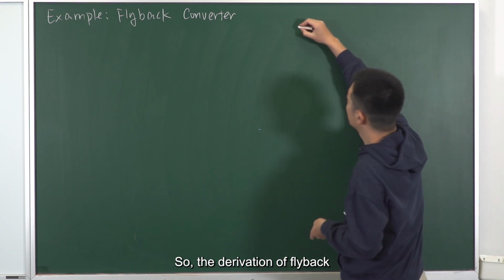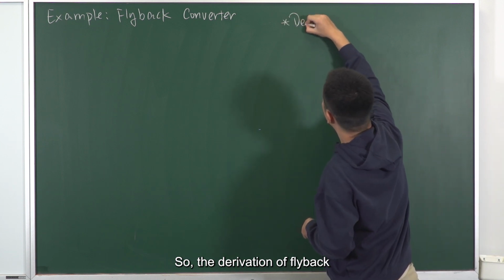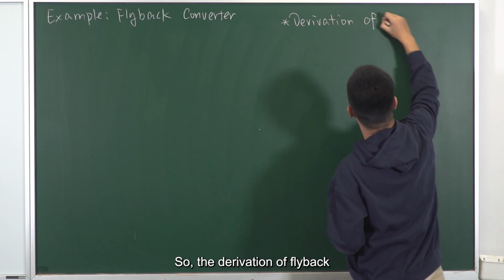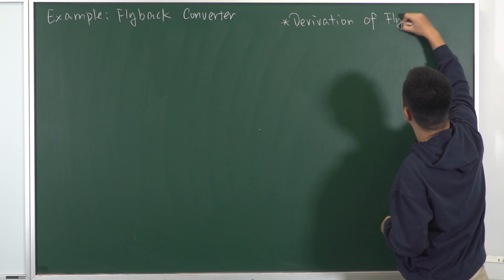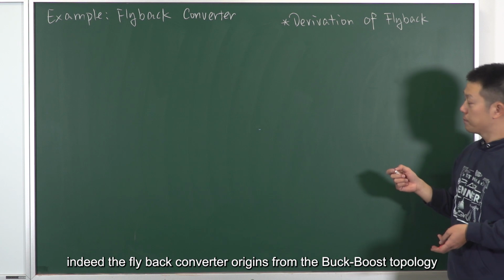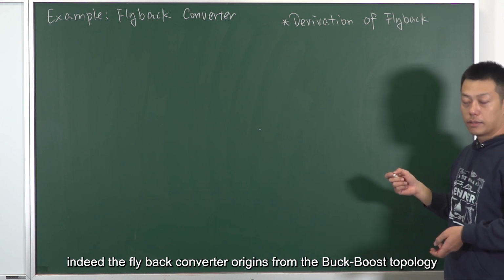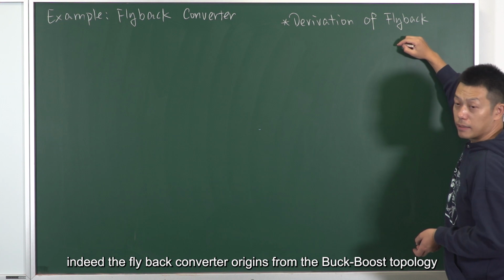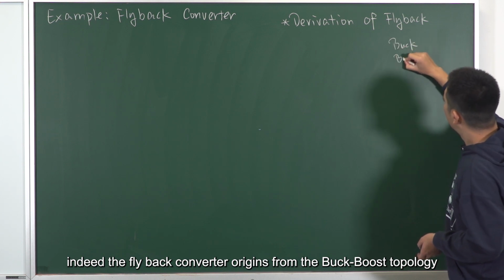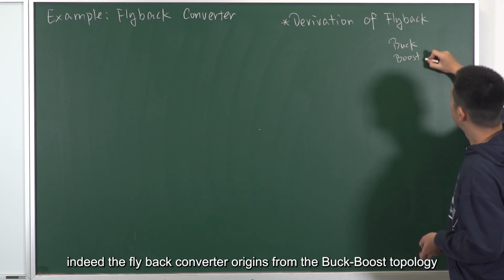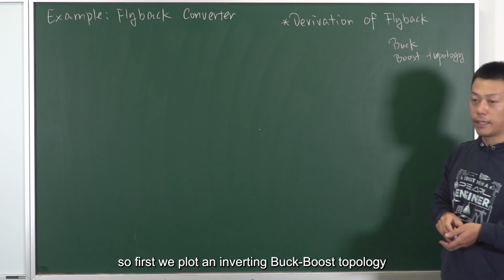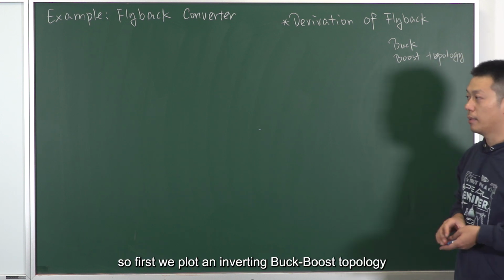So first, let's see how we can derive the flyback topology. The derivation of flyback: indeed, the flyback converter originates from the buck-boost topology. First, we plot an inverting buck-boost topology.